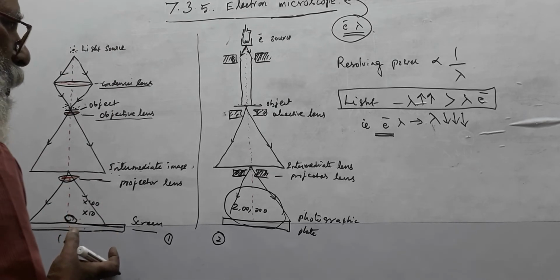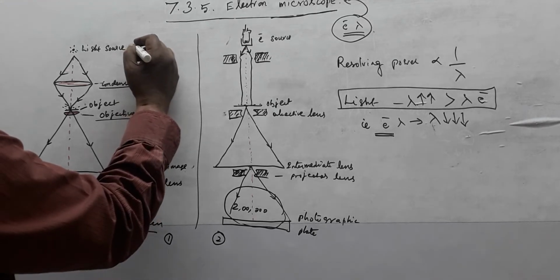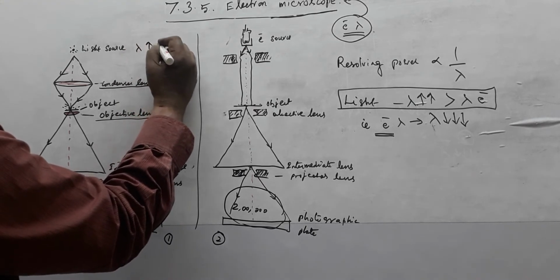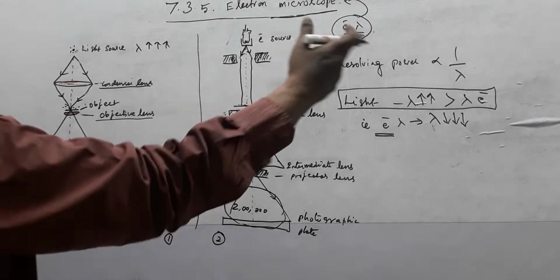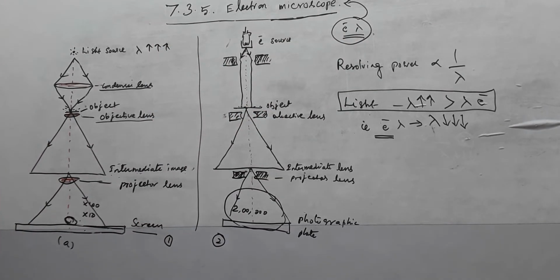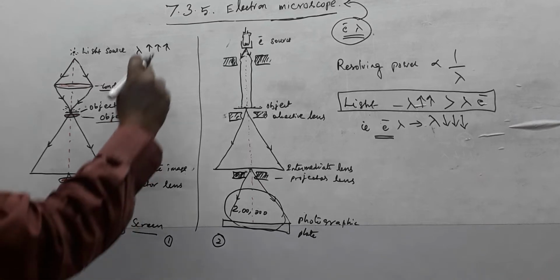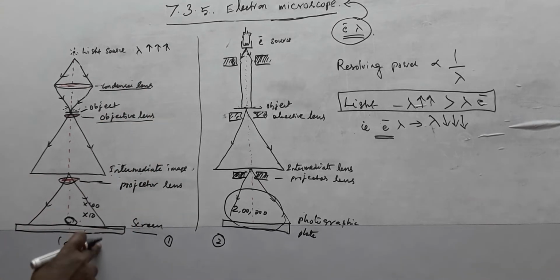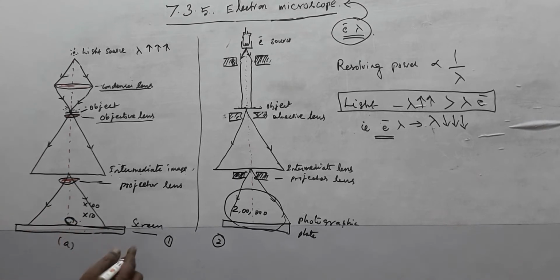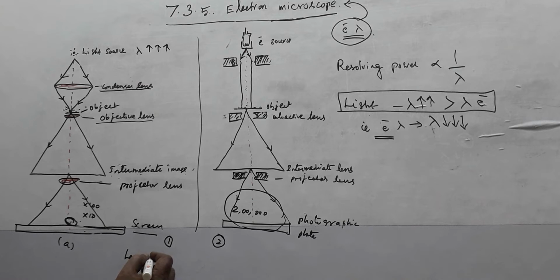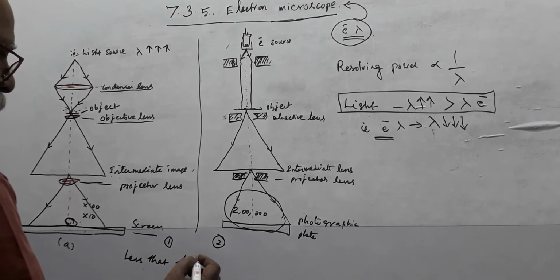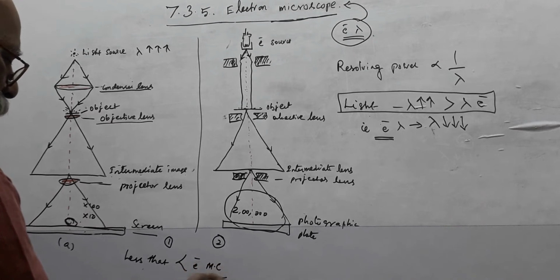In an optical microscope, the light rays' wavelength is far higher than that of the electron microscope. That's why the resolving power of an optical microscope is less than that of an electron microscope. That's a very important concept.